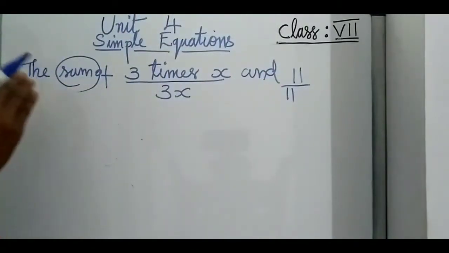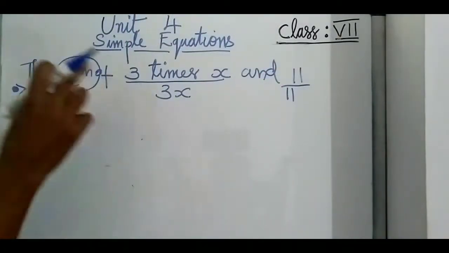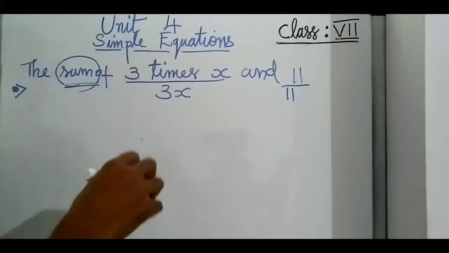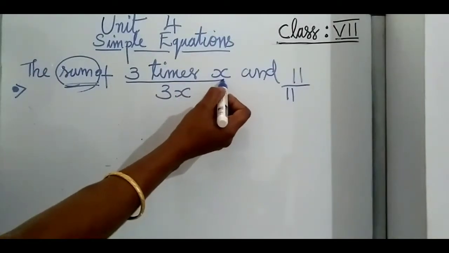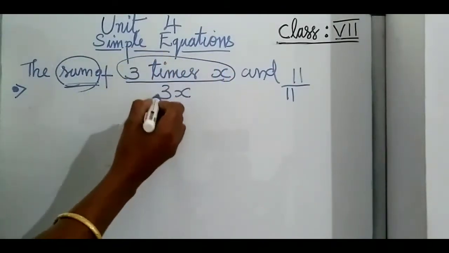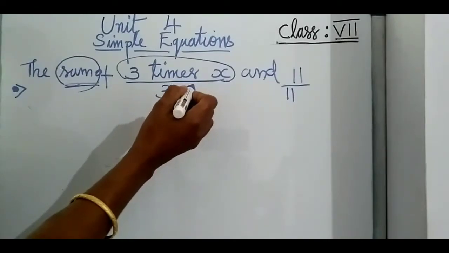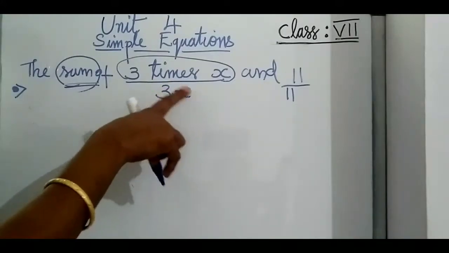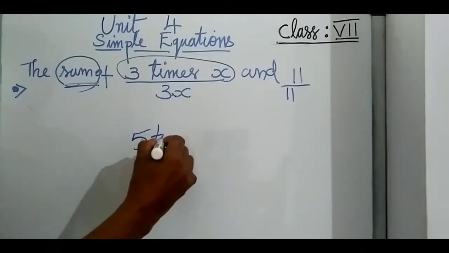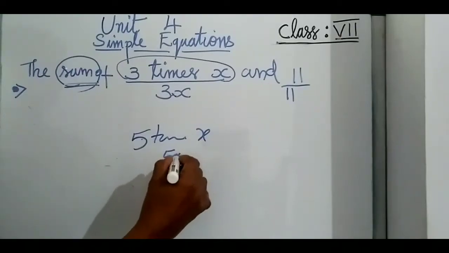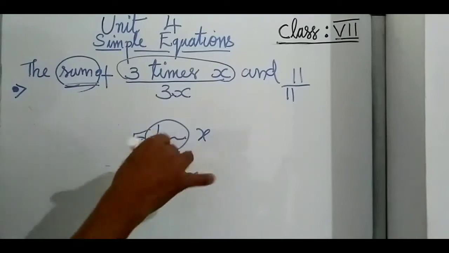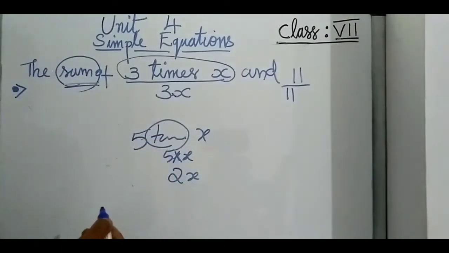Now we are going to convert it into an expression. What you have to think: the sum, whose sum is given? 3 times x. 3 times x means 3 into x. 5 times x is 5 into x. 2 times x is 2 into x. Times means multiply.